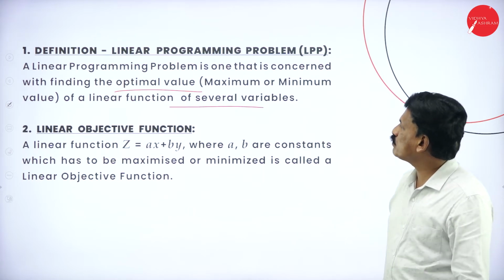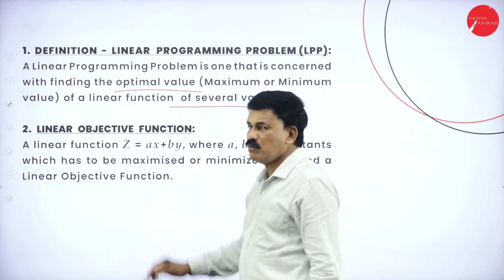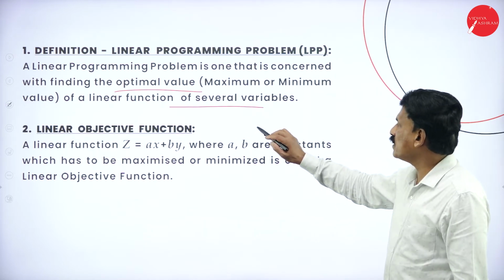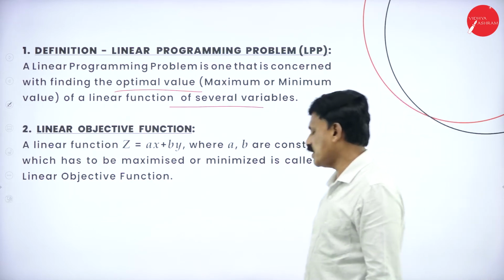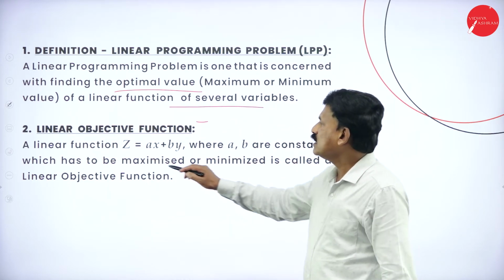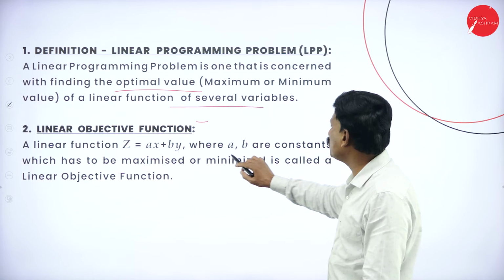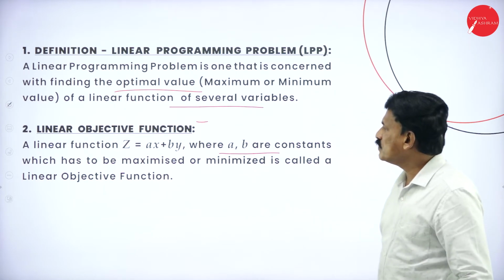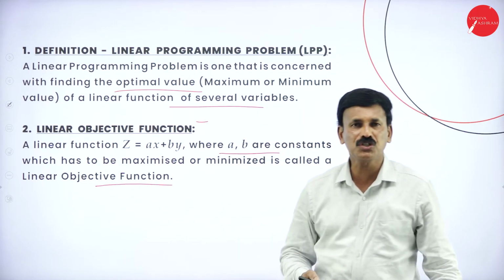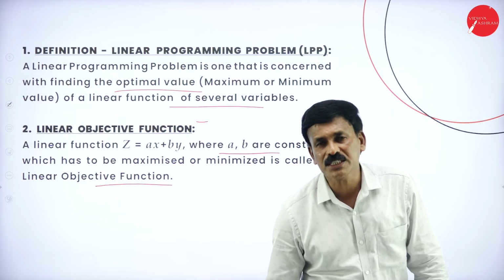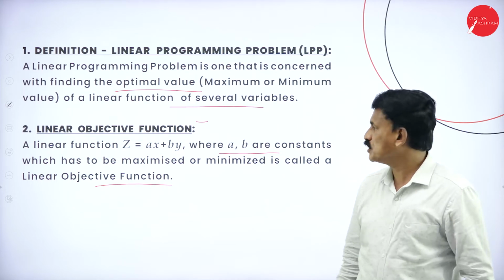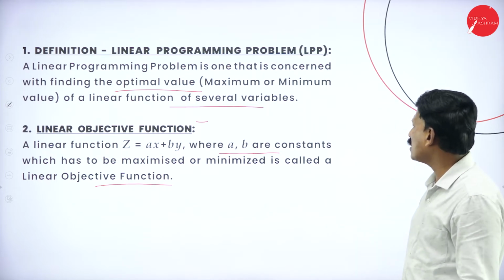So a linear programming problem is nothing but finding the optimal value, that is, finding the maximum or minimum value of a linear function of several variables. Now what is a linear objective function? A function of the form z is equal to ax plus by, where a and b are constants, which has to be maximized or minimized, is called the linear objective function.